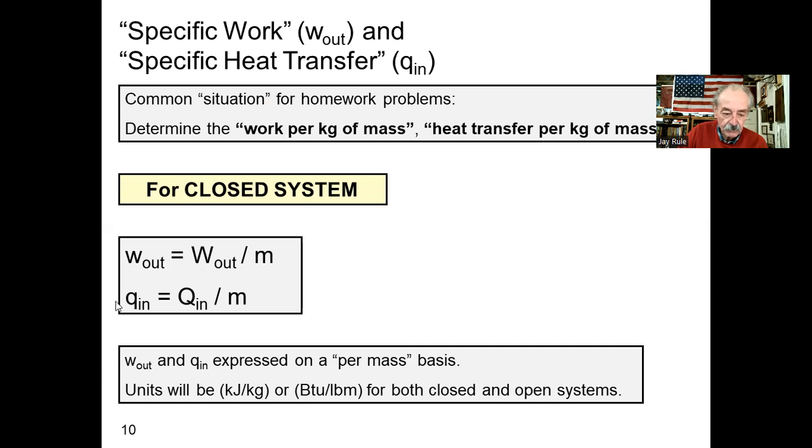Same thing on heat transfer. Little q in equals capital Q in divided by m, kilojoules per kilogram of the closed system. Nice thing about that is for a closed system, the mass is constant. Okay, I hope that helps. I hope you understand maybe a little better about what's going on in these homework problems and the way they ask the questions.